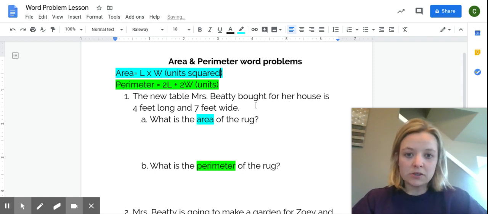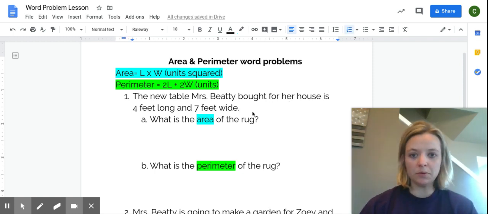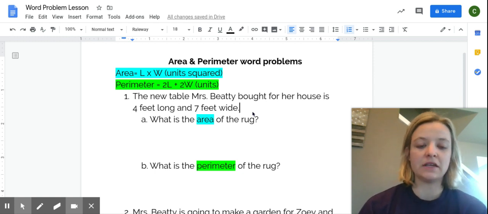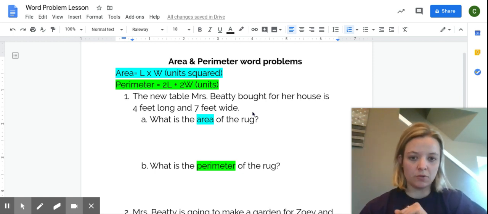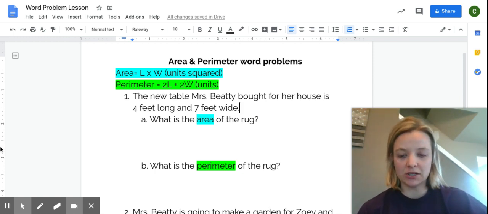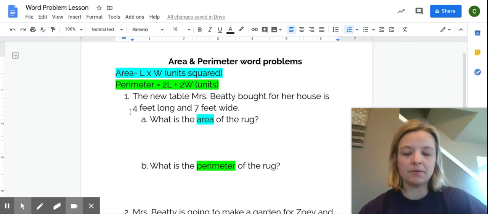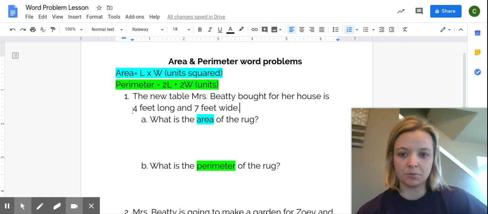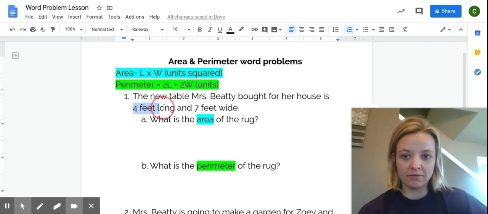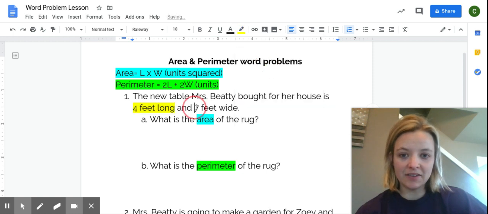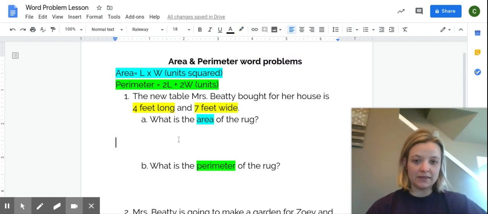Okay, so my first word problem. The new table Mrs. Beatty bought for her house is 4 feet long and 7 feet wide. When we are solving word problems, the first thing we should always do is highlight our key information. So looking at that problem, thinking about what do we need to know to find the area and perimeter, what is that key information? We're going to have 4 feet long and then 7 feet wide. Those are our dimensions of my table, and that's going to help me find the area.